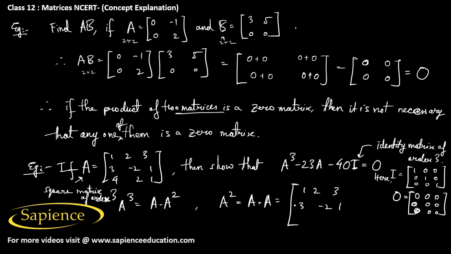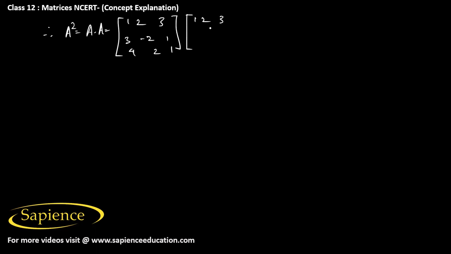So we have to find A square. So we can solve it in the next slide. Therefore, A square equals A into A. So that will be equal to 1, 2, 3, the first row is 1, 2, 3, second row is 3, minus 2, 1, and third row is 4, 2, 1. So we have to take the product of this matrix with itself. So that will be equal to.